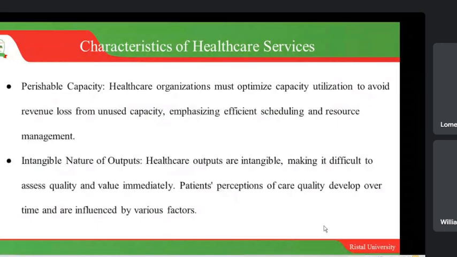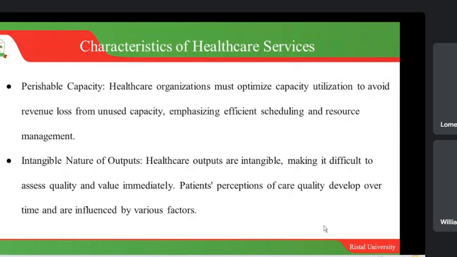So in every process, we have what we call inputs and outputs. And when we are talking about the intangible nature of outputs here, we simply mean that healthcare outputs are intangible. Some of the outputs, you may not really feel them or see them. And this is going to make it difficult to assess the quality and value immediately. It is going to make it difficult for you to assess whether a healthcare service that you have offered is of quality and is serving the patient appropriately.